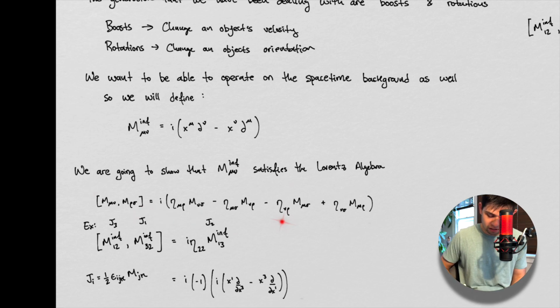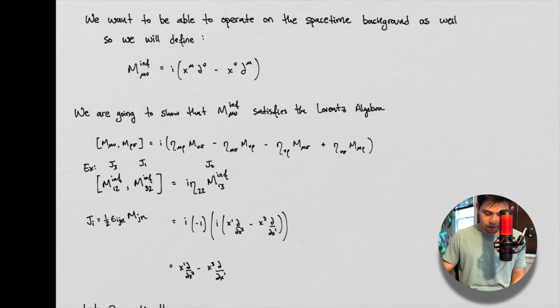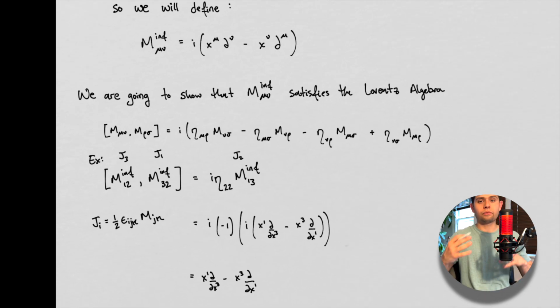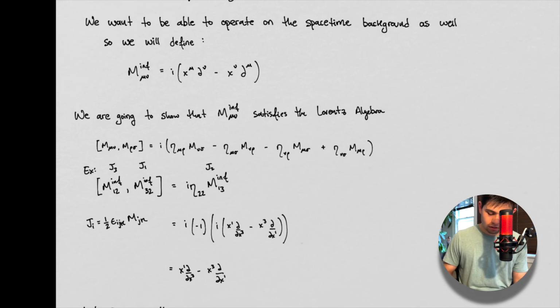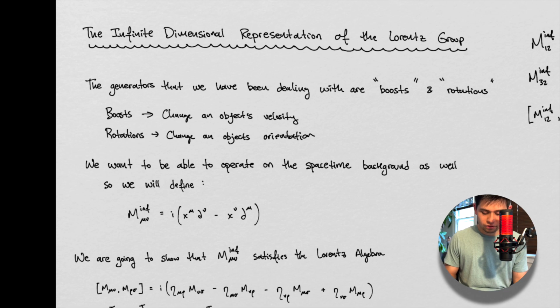It works because when we put it into here, everything plays out, right? So this is our infinite dimensional generator. This generator is, much like the matrices we've been dealing with, a generator. All right, so that's our infinite dimensional representation of the Lorentz group.